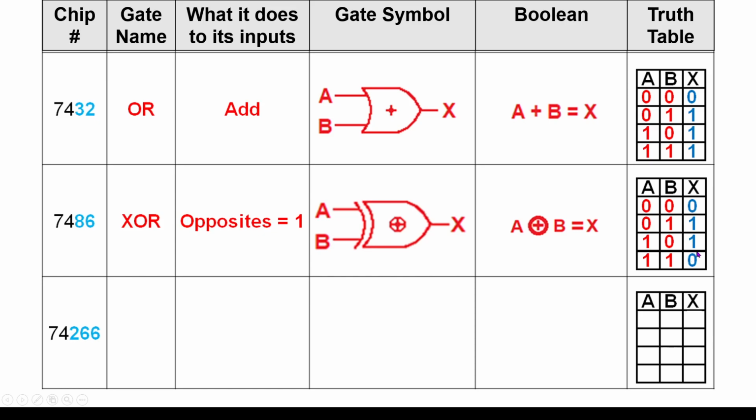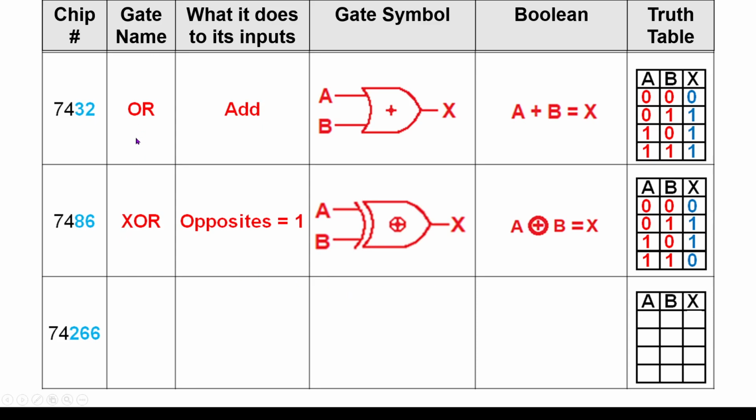It's exclusively an OR because it excludes anything that is the same in the beginning, any inputs that are the same. Only opposites get to have outputs of 1. Very useful gate, used a lot. We will use it in a calculator that we hope to make very soon. And let's do the last one.